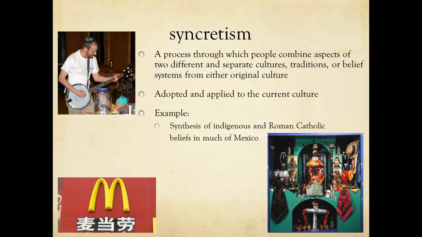Another aspect of combining cultures is described by the term syncretism, which is a process through which people combine aspects of two different and separate cultures, traditions, or belief systems from either original culture. These aspects are adopted and applied to the current culture. For example, the synthesis of indigenous and Roman Catholic beliefs in much of Mexico.